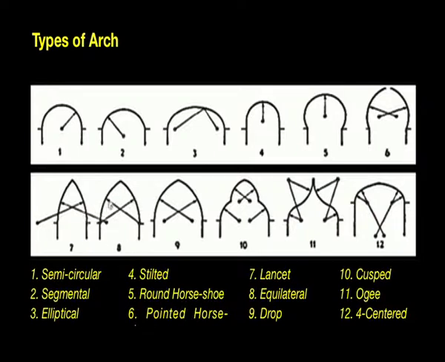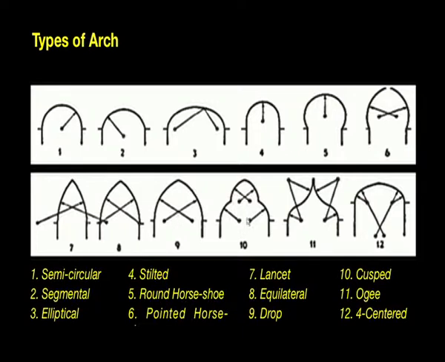Arch number 8 is where the centers of the two arcs which form the arch are exactly on the springing points. This is called an equilateral arch, whereas in arch number 9, it is the same pointed arch, but the centers of the arcs which form the arch are located inside the springing points, within the springing line. This type of arch is called a drop arch.